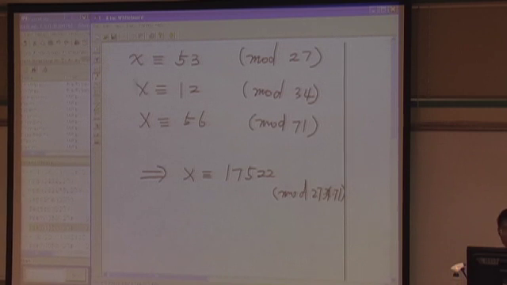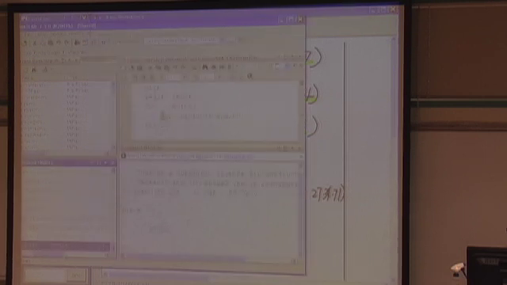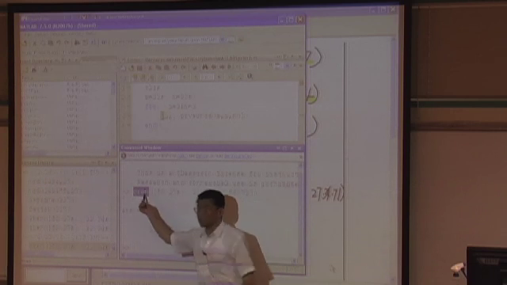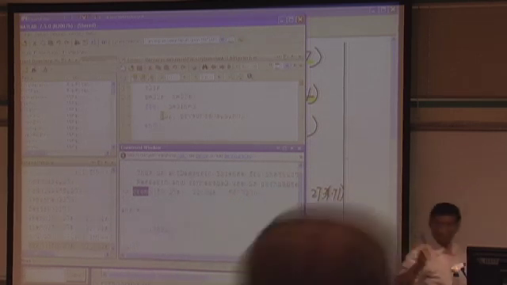So to solve this kind of problem, you just pick these numbers, 53, 27, right? You pick these numbers and create rows. There are three rows: you create a 53, 27 row, a 12, 34 row, and a 56, 71 row, and then you run CRAM, the Chinese remainder. Then it will give you the solution. So to practice, you can download this file and then run it.